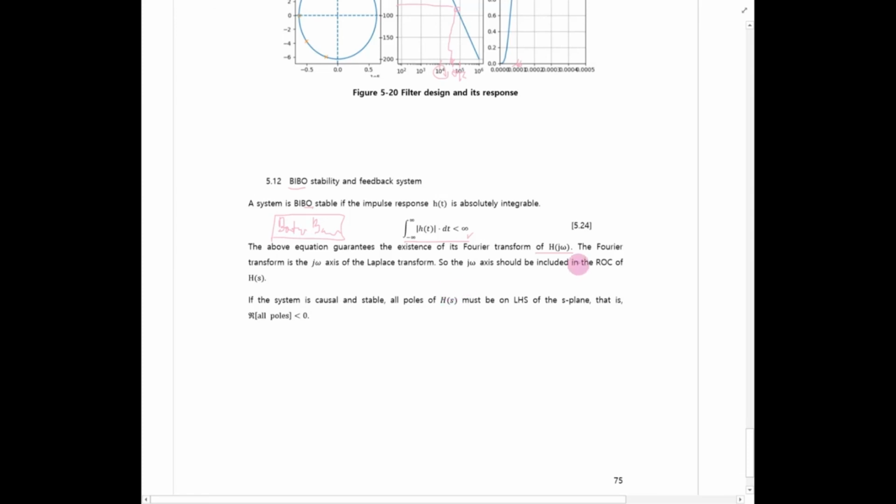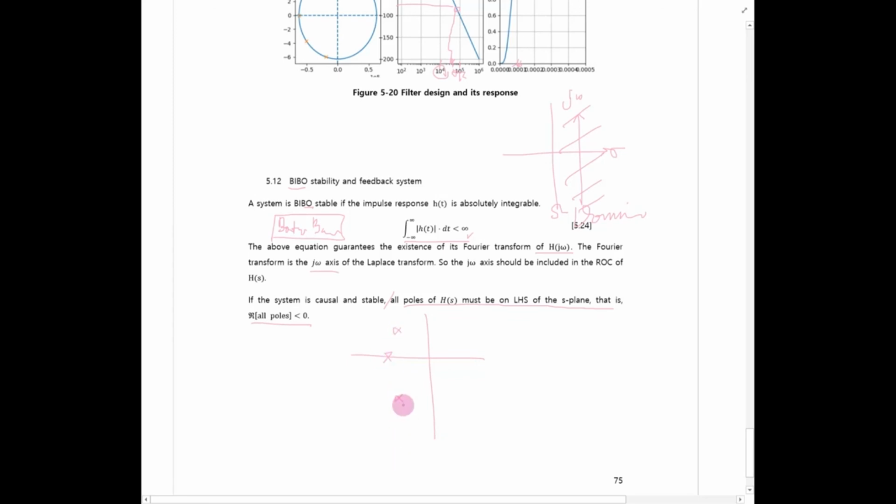From another point of view, in the Laplace transform, when we draw the S domain, the y-axis is j omega, and this one is the real axis. If the region of convergence includes the j omega axis, then the Fourier transform exists. That is another expression for the BIBO system. If a system is causal and stable, then all poles of H(s) must be in the left-hand side of the S-plane. It means that in the S domain, poles should be located in the left-hand side.